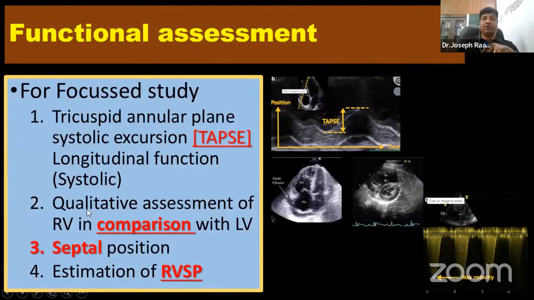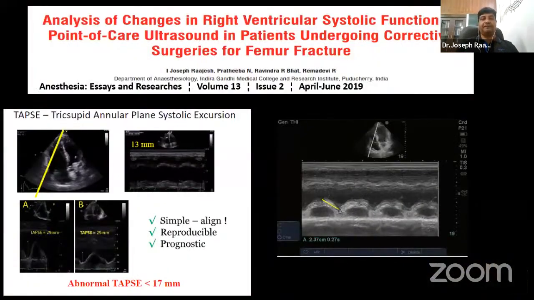Then we have the qualitative assessment of the RV when compared to the LV. What are all the parameters? I'll tell you later. Then the third thing is looking at the septal position. Then the fourth is the right ventricular systolic pressure estimation. This right ventricular systolic pressure estimation will tell you whether there is pulmonary hypertension or not. So let's see them one by one.